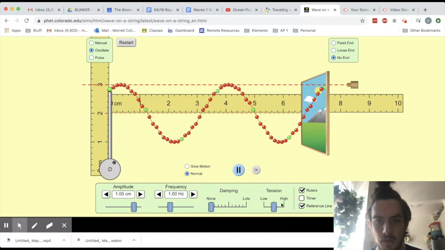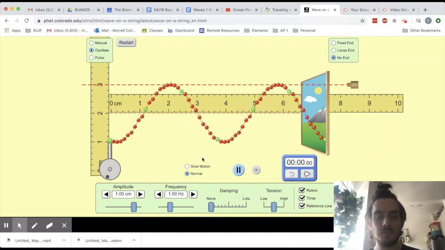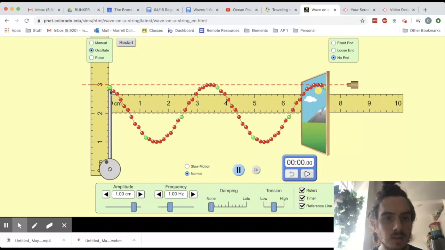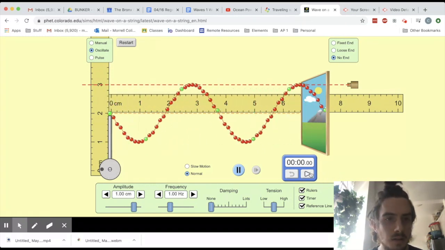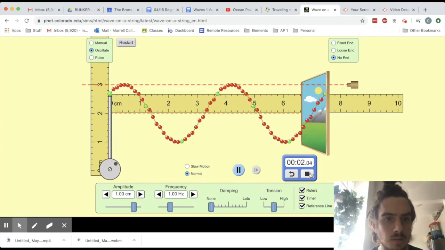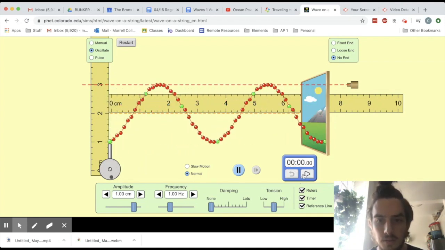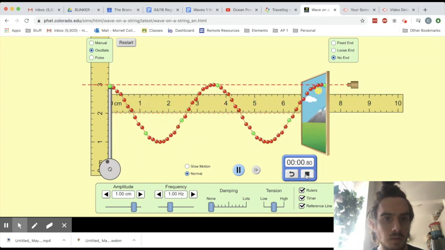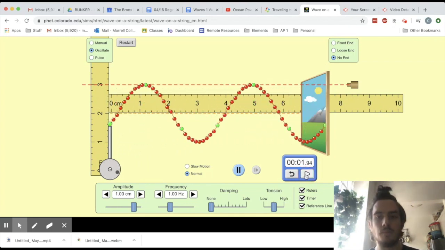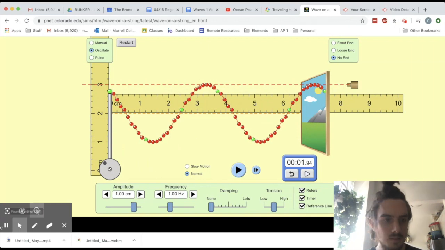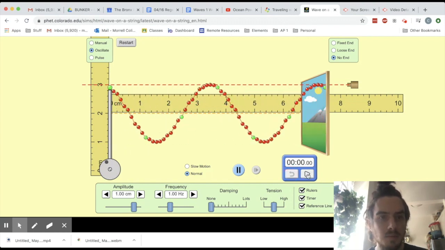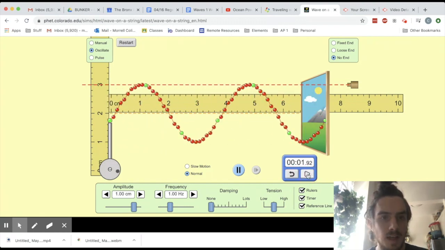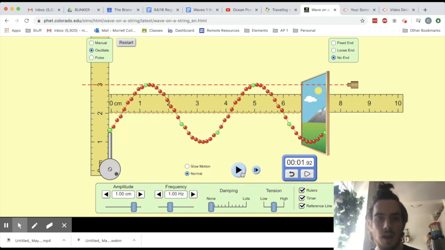All right. And I'm going to open up a timer. What I'm going to do is count the time for this to go up and down twice. All right, so ready? Start. Oh, I lost track there. Hold on. Okay, one more try. I'm going to play this. I'm going to reset. I'm going to start when it's at the top. Start. Stop.